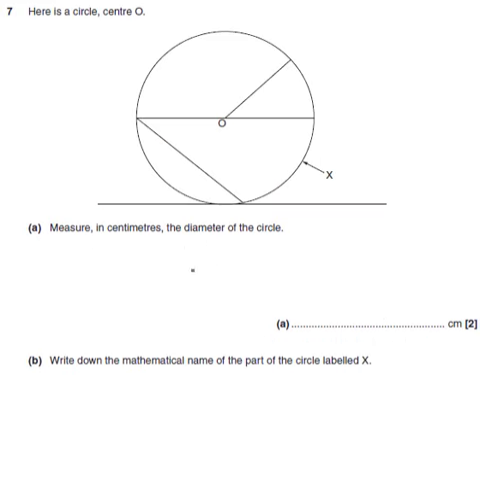Question 7, measure this in centimetres, the diameter of the circle, just to say that you're measuring from this point here to this point here. And if you've got a full size one, their acceptable tolerance is 6.4 to 6.8.